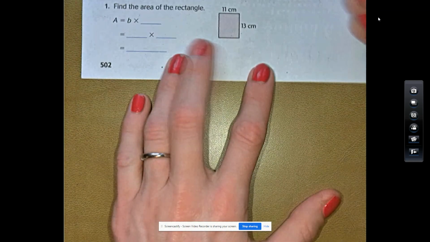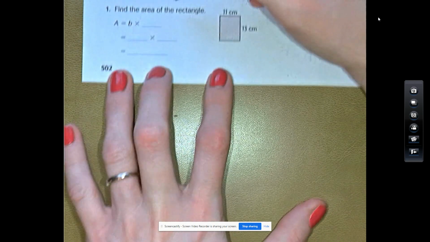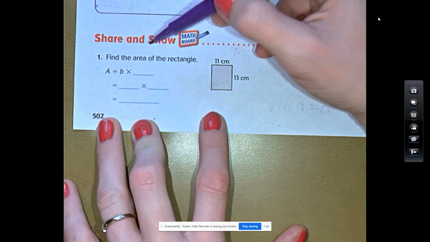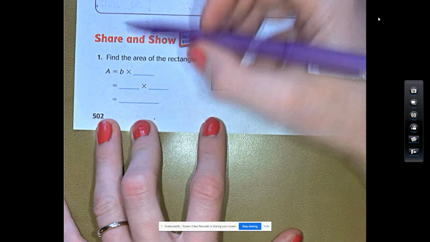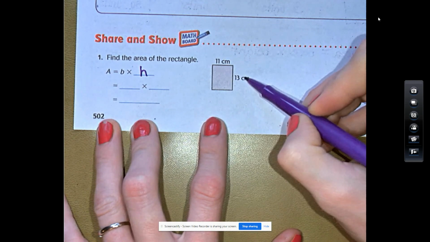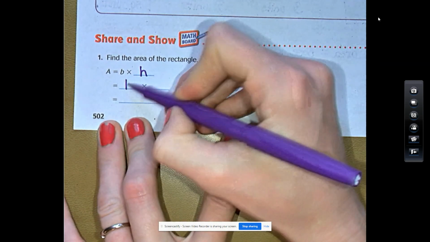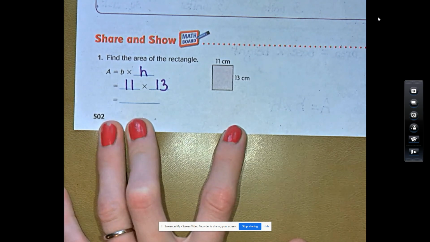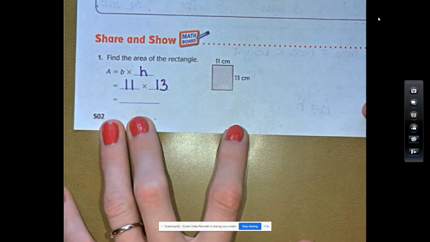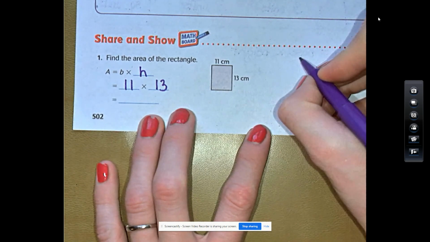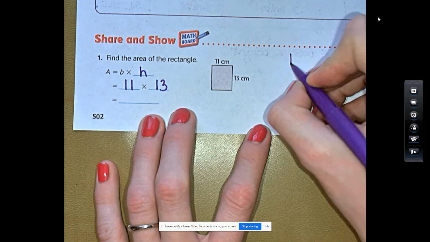Okay, find the area of a rectangle. Area equals base times height, right? 11 times 13. Now my numbers are getting a little bigger, so I'm going to have to do a turtle head. Why don't you pause me, do your turtle head, and come back and see if yours matches mine. 11 times 13.